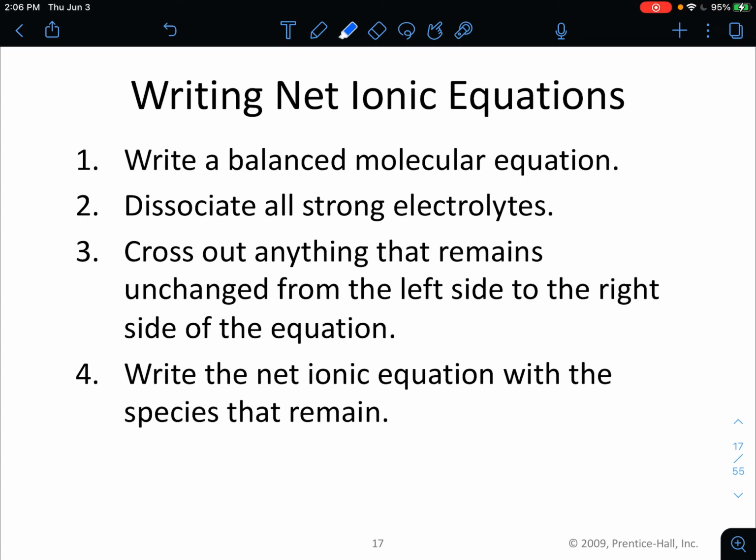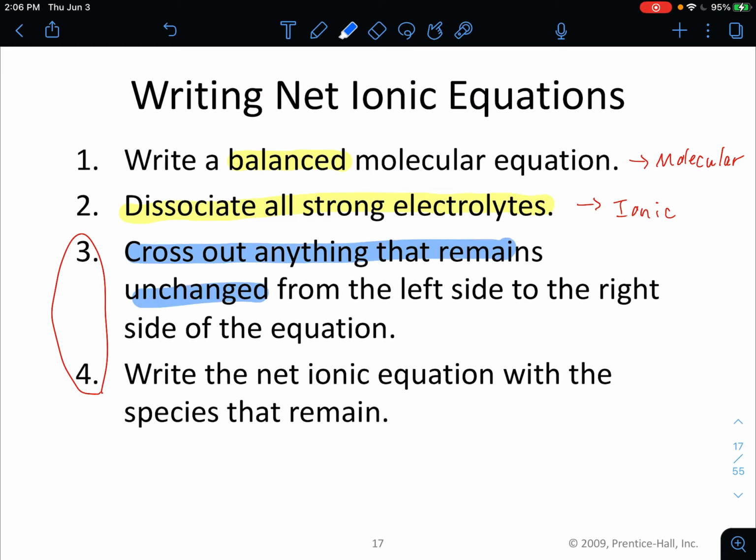So if we follow this process, we start with a molecular equation, and it's important to make sure it's balanced before we go forward. Then we dissociate all strong electrolytes, so break apart all of our ionic compounds. Anything that has an S after it is going to stay put. That'll get us to the ionic equation. So step 1, we're at molecular. Step 2, we're at ionic. And then steps 3 and 4, crossing out stuff that remains unchanged, and then rewrite it with the species that remain.